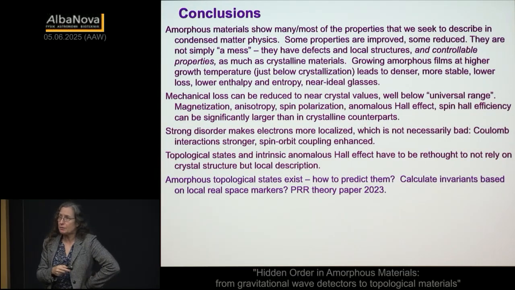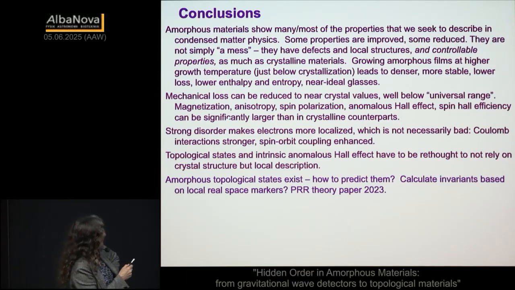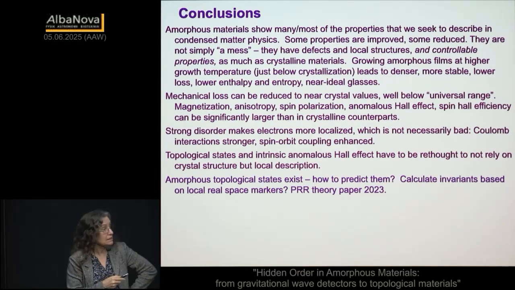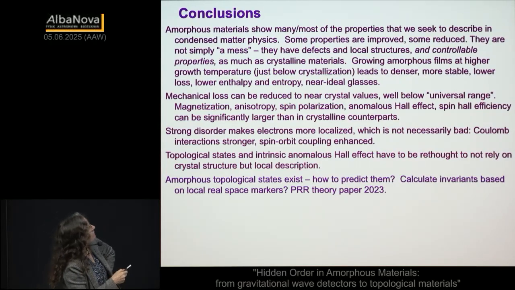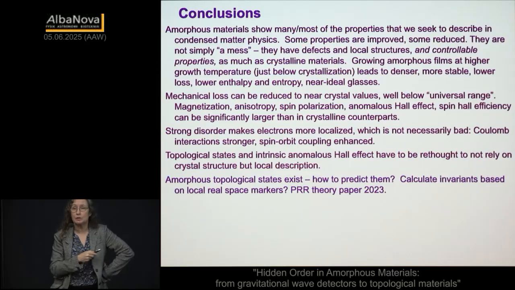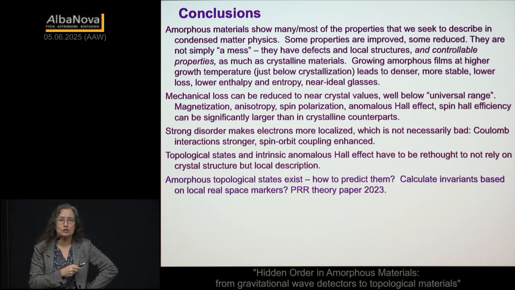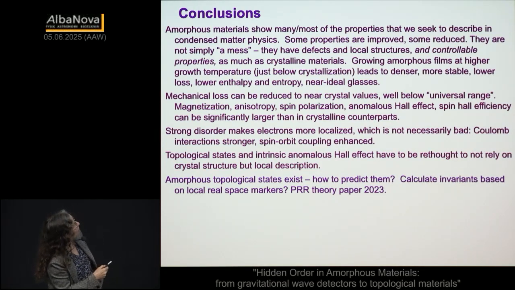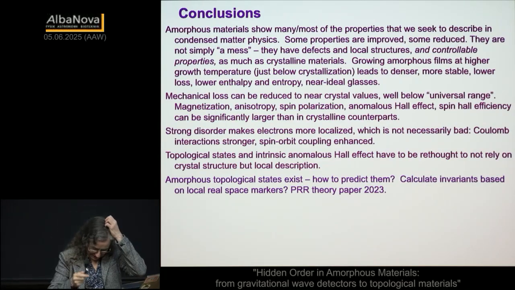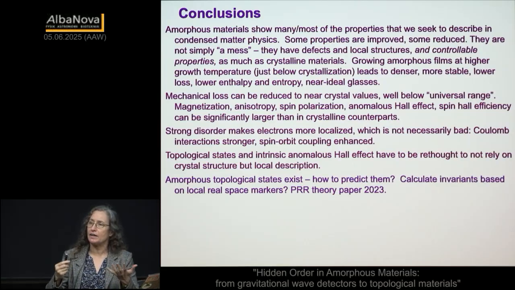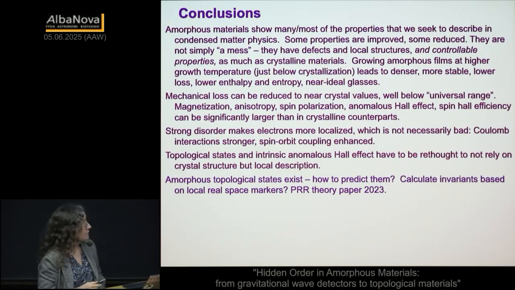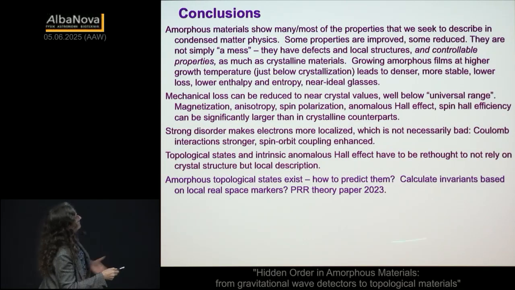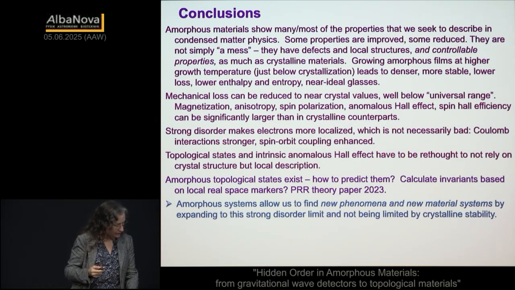Strong disorder, which many people think is a bad thing, actually is an interesting thing. It makes electrons more localized, which is not necessarily bad. So things like Coulomb interactions become stronger, spin-orbit coupling is enhanced. So in some ways, localizing the electrons is a good thing. Topological states have to be rethought to not rely on crystal structure, but instead rely on local structure. That's something we're working quite a bit on with Adolfo in Peru and so forth, thinking about how we find markers and how we can describe these properties. And finally, how to predict them, try to calculate invariants.